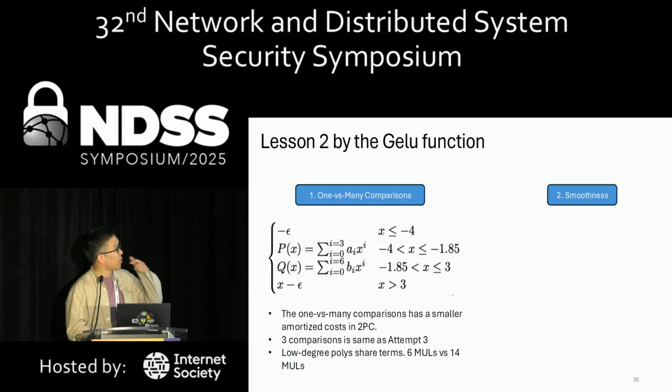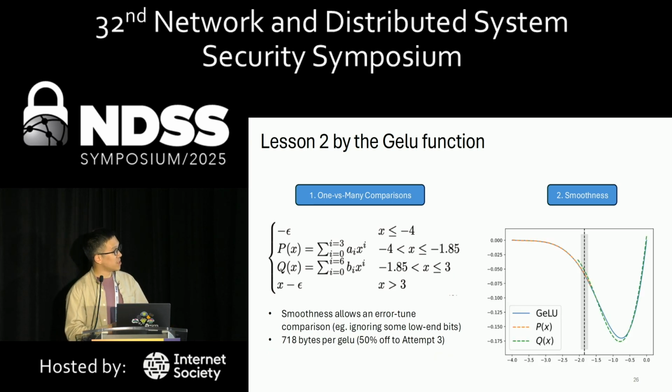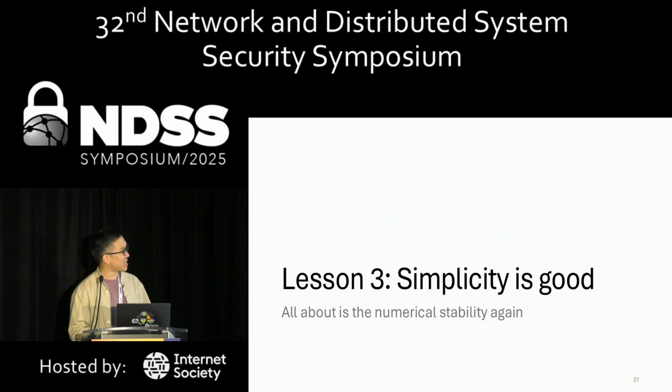For the piecewise approximation, we can come up with two optimizations. One is the one-versus-many comparison: because the input is just one point, and the comparison here is one secret-shared value versus many plaintext values, which can be combined together and evaluated with much better efficiency. And the smoothness, I'll just skip. And lesson 3 is that simplicity is actually good. It's also about numerical stability.